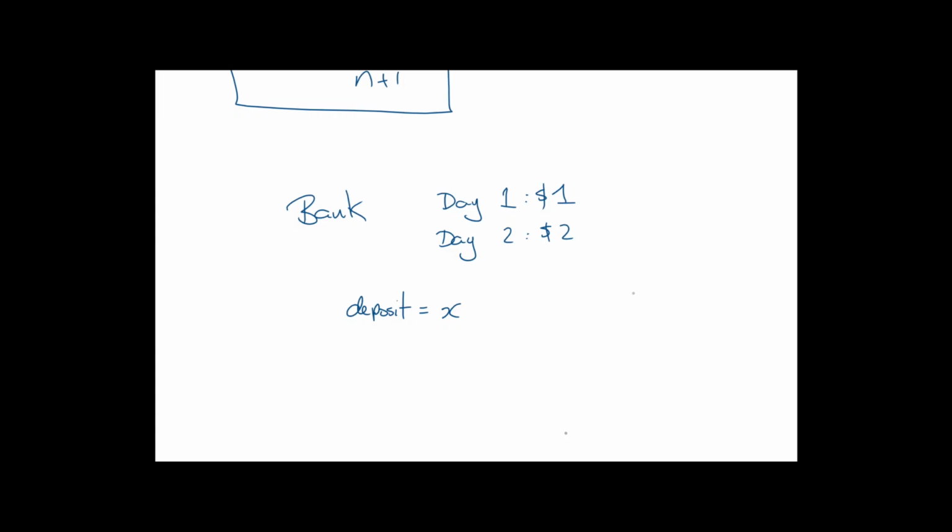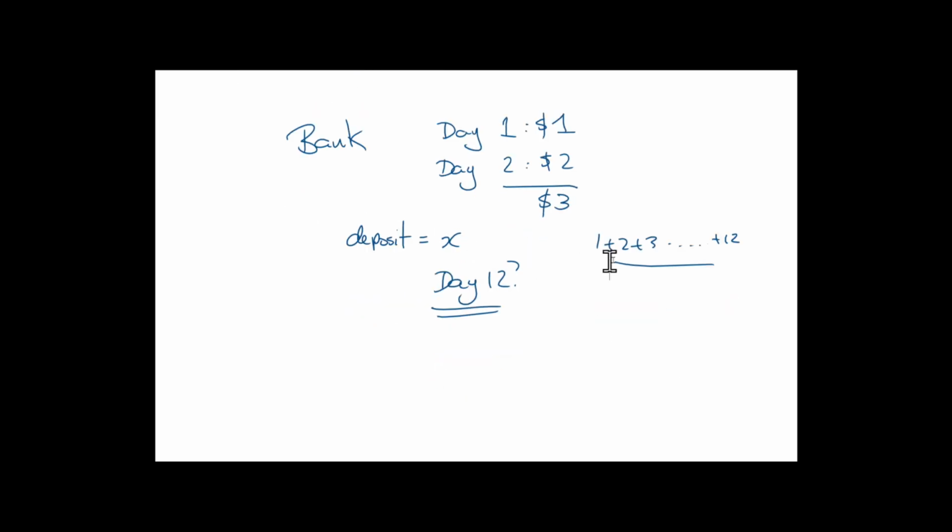What would be your balance after 2 days? Well, it's going to be pretty easy to find your balance. It's going to be 1 plus 2. So your balance after 2 days is going to be $3. So far, so good. What about though on day 12? Now what do we do? Well, we could have 1 plus 2 plus 3 up to plus 12, but it's going to get pretty monotonous pretty quickly. And that's when we would use integration.